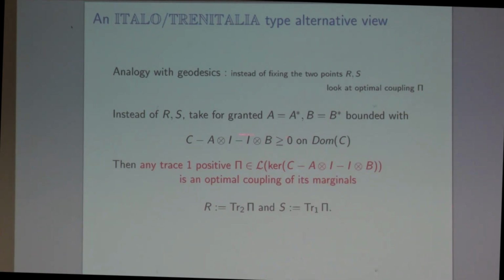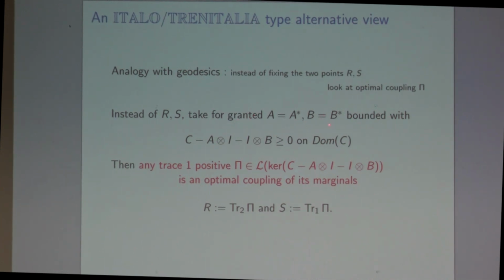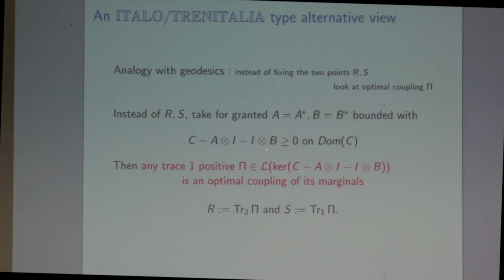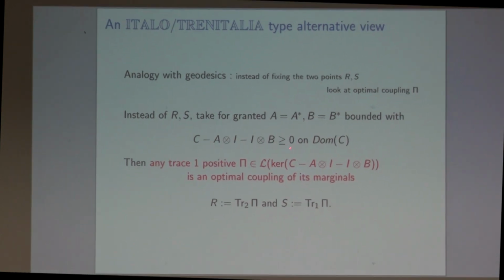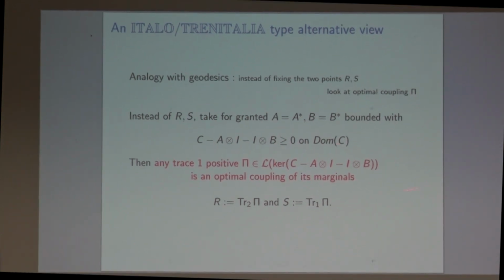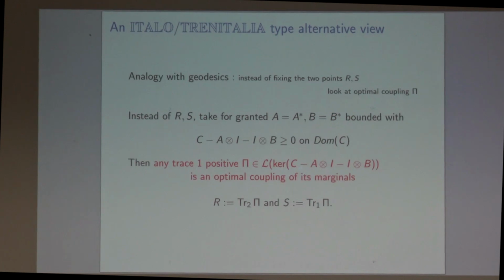So the theorem is the following. Instead of starting from a density matrix, take for granted an operator B, self-adjoint, bounded, in such a way that the cost minus Z minus C is positive on the domain, forget about that. You remember that it was exactly the constraint we had for the Kantorovich duality.